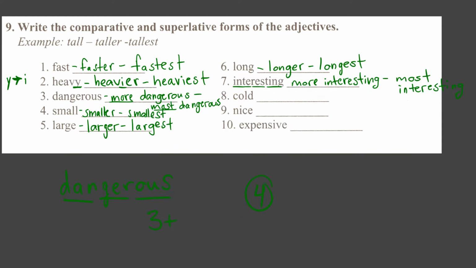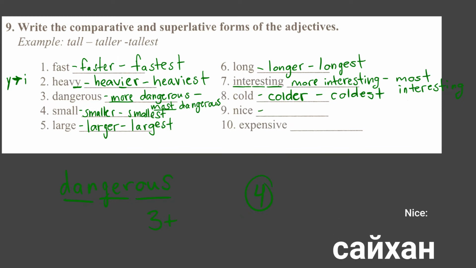Okay. And then for number 8, we have cold. This is a short word. So we will use ER, colder, coldest. Nice. This is also only one syllable. So we have nicer and nicest.